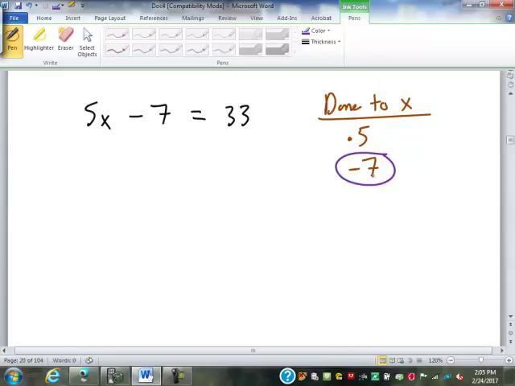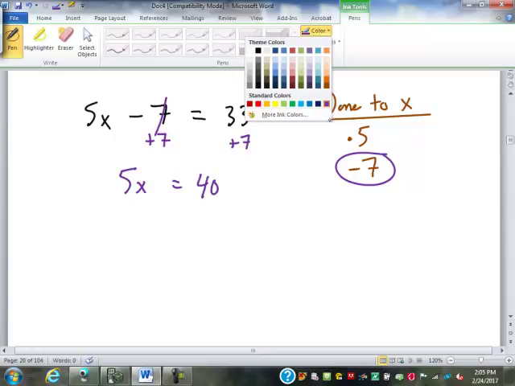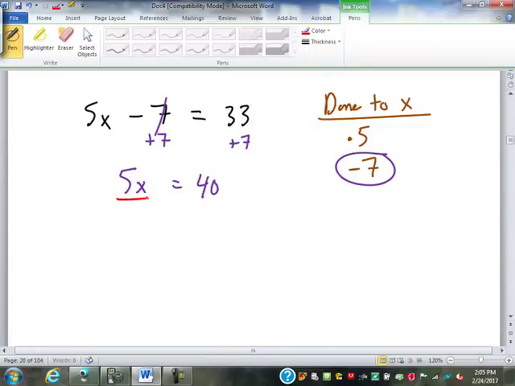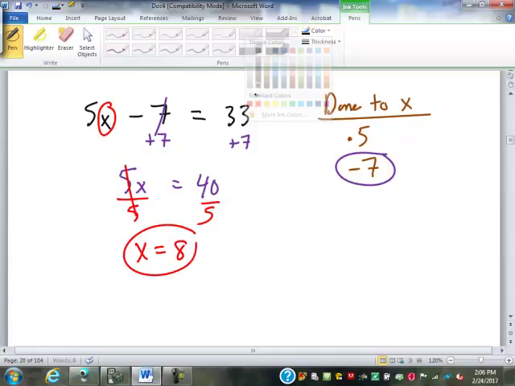First thing we get rid of is that last piece that was put on. So we add the 7. So 5x equals 40. From there, we have to divide by 5 to get rid of multiplying by 5. X equals 8. And we talked about putting that number back in where the variable was and checking to make sure we get the same value on both sides. At this point, I'm going to assume you can do that double check if you want to.